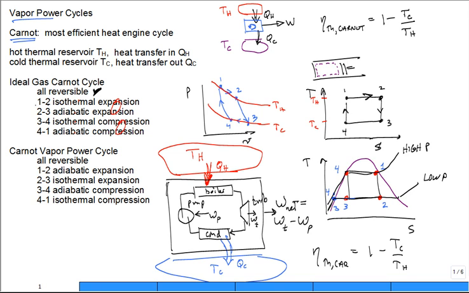Yes, you take it all the way. So it's saturated liquid, and that's what a pump likes, liquids. So that's the first liquid you get, saturated liquid. State 4 is subcooled liquid.